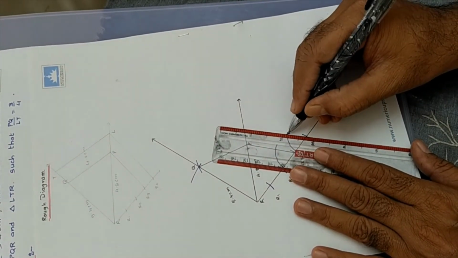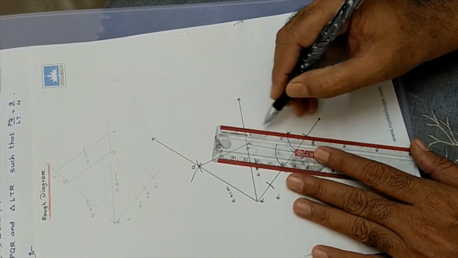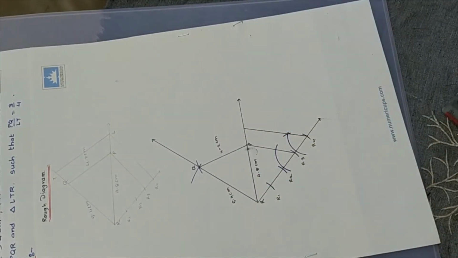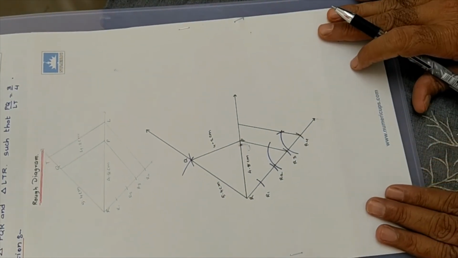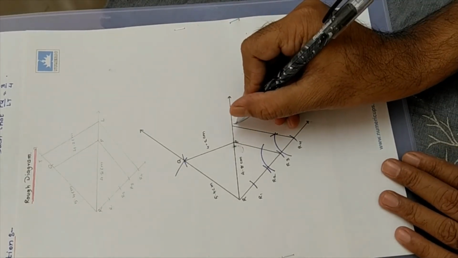And this is the correct method to draw the parallel line, rather than just joining it with the help of a scale. Although you will get the marks, but again I am telling, when you are going for 40 out of 40, your marks will be reduced. So here you get the vertex L.